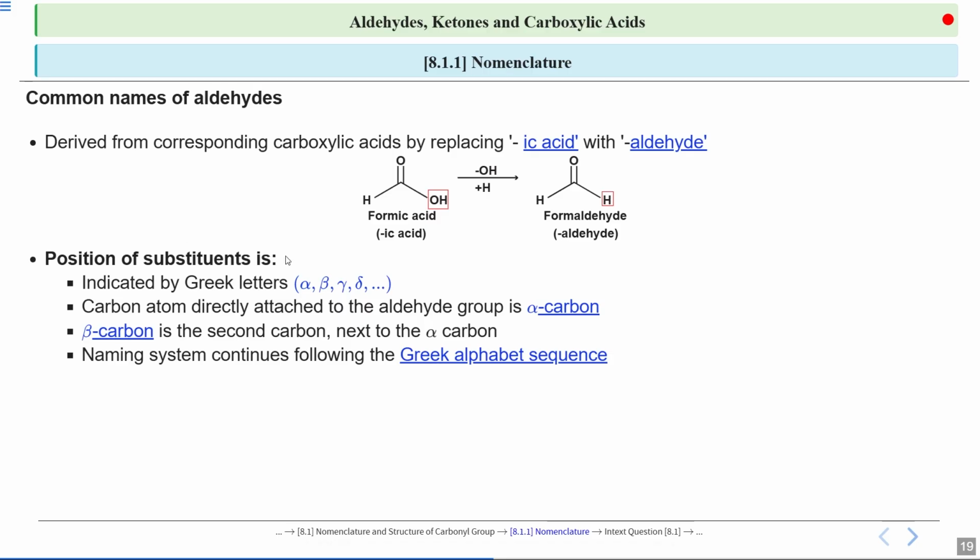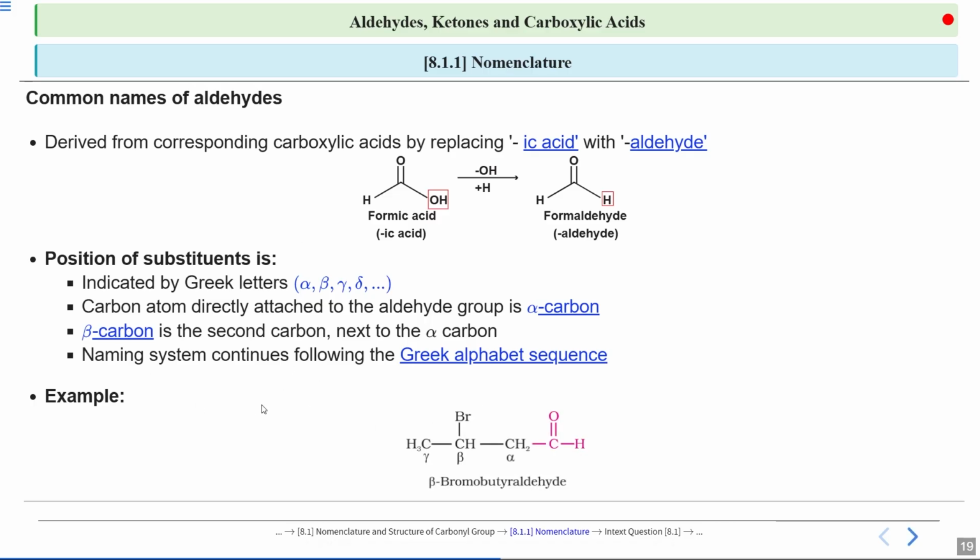So the sequence is alpha, beta, gamma, and delta. Let us see the example. So this is an example of bromobutylaldehyde. If you see over here, this is an aldehyde group which is C double bond OH. And I told you that the carbon atom which is directly attached to aldehyde is alpha carbon. So this carbon over here is alpha carbon. And next to alpha carbon, this carbon is a beta carbon. And next to beta carbon, you see there is a gamma. So this is the sequence which we follow.